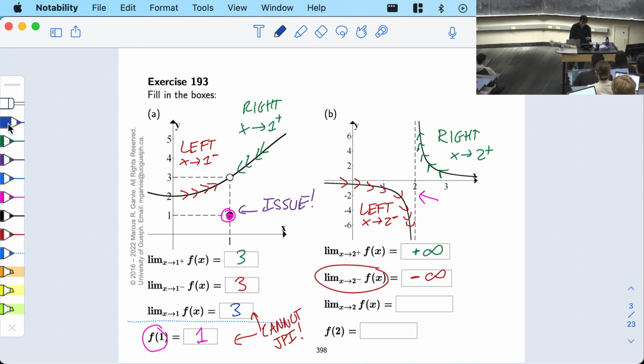What is the two-sided limit? It just does not exist. If the left and right limit are different, it doesn't exist. Okay, so there you go. We've already discovered a major problem with this function. The limit does not exist.